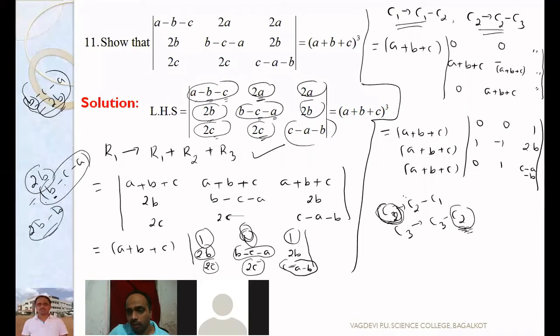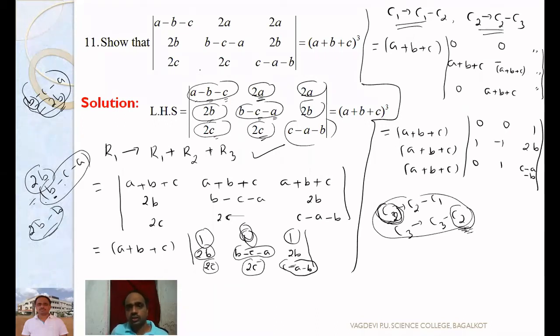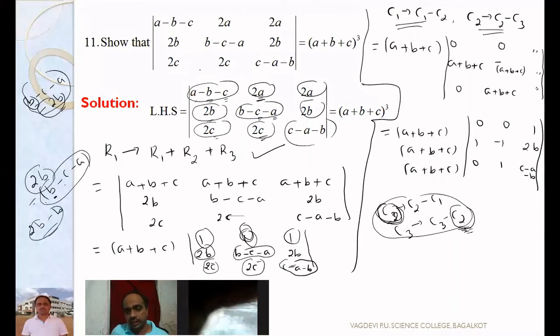So this is not appropriate. You may get wrong answer. So write in increasing order. C1 minus C2, C2 minus C3, R1 minus R2, like this. So Kumar, that is not correct. Okay. So do always like this. C1 minus C2, C2 minus C3. I hope it's clear.